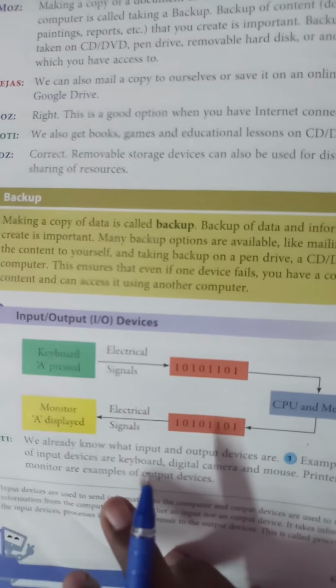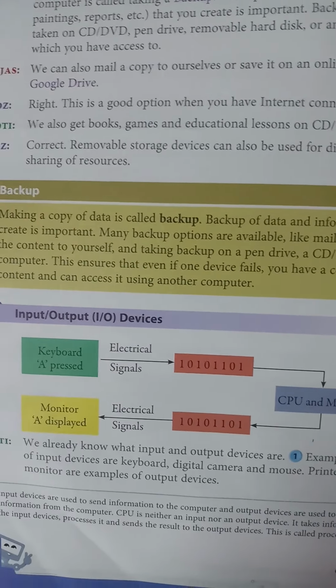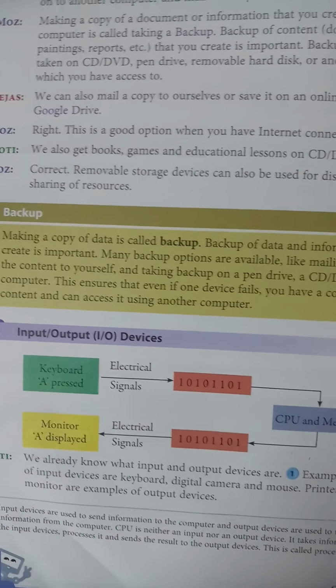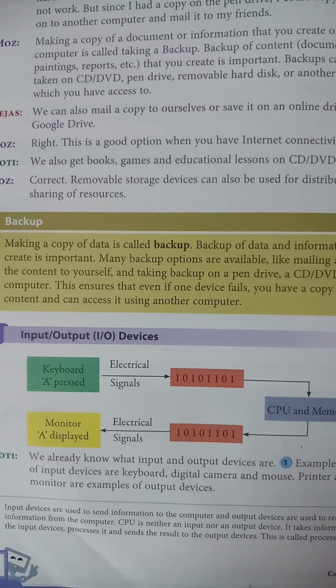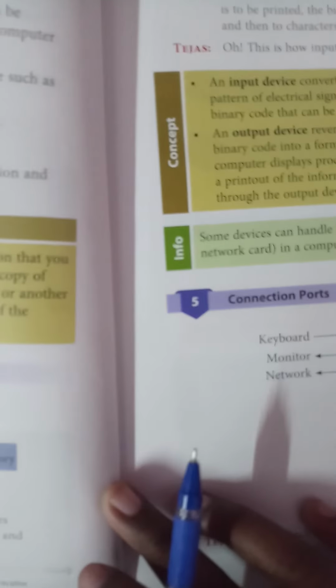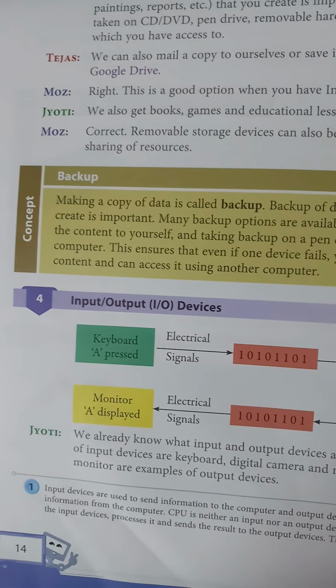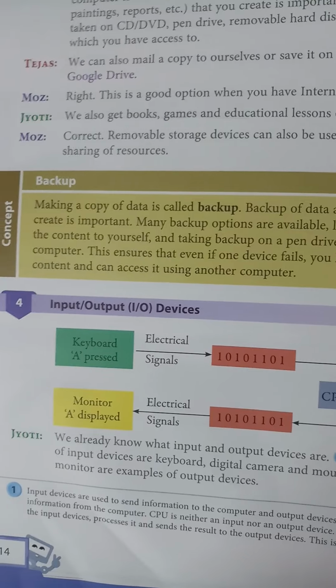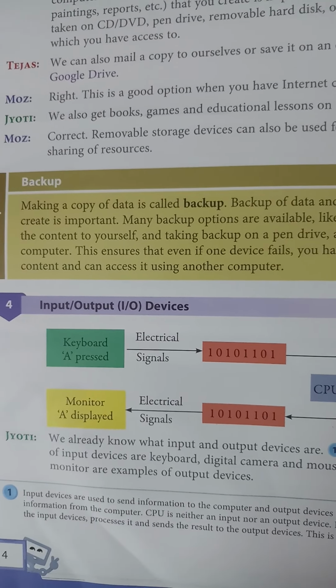Here we already know what input and output devices are. Examples of input devices are the keyboard, digital camera and mouse. Printer and monitor are examples of output devices. Input devices are used to send information to the computer, and output devices are used to receive information from the computer.